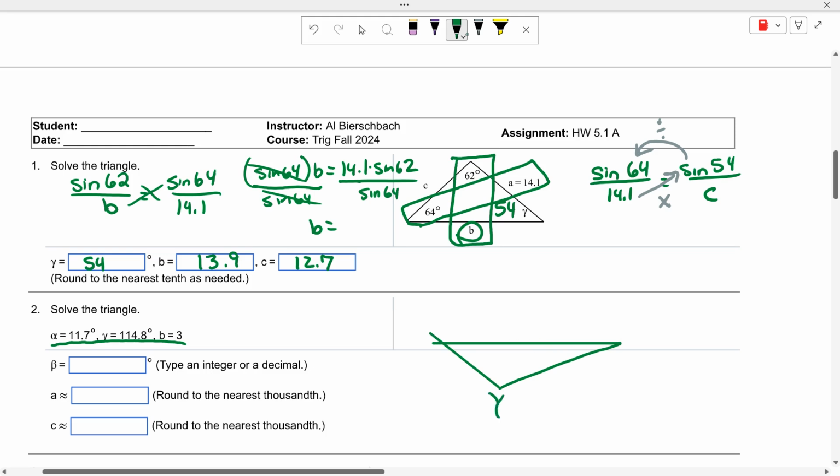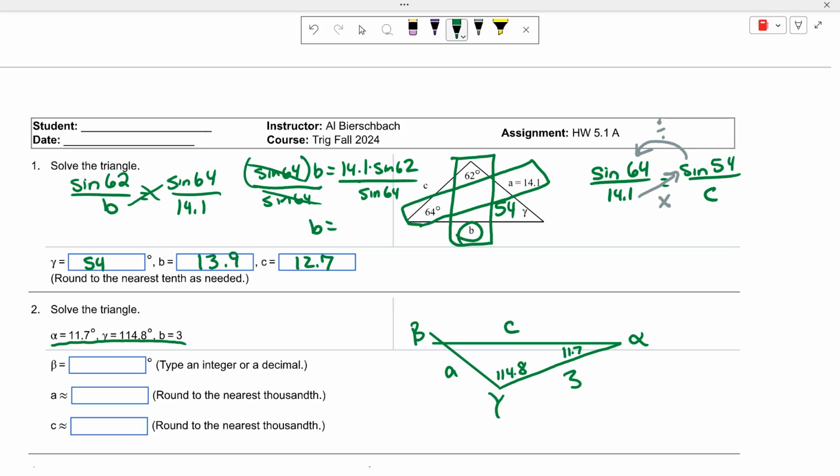So angle gamma is obtuse. That's 114.8. Gamma is opposite of what side? What letter? C. B is opposite of B. So this is angle beta. So this has to be angle alpha. And alpha is 11.7. And A, we don't know how long A is. Okay? So we only know how long B is, and that's 3.